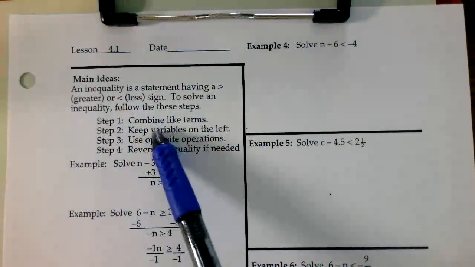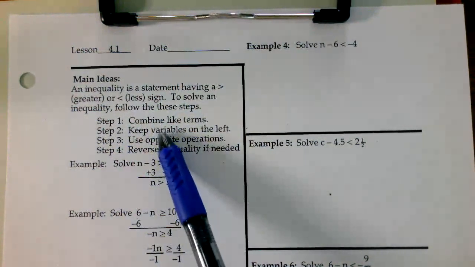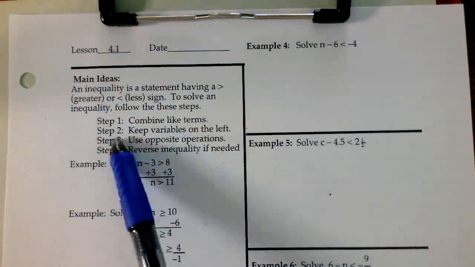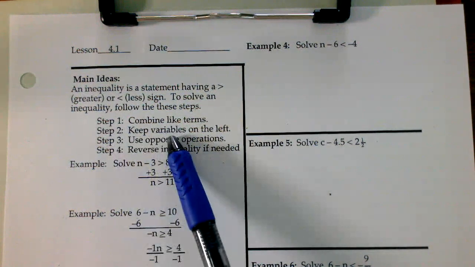This is basically about inequalities, the greater than or the less than sign. There are 4 steps. You combine your terms, you keep the variables on the left, use opposite operations, and you reverse the inequality as needed. Now the reason step 2 is here is because you want to make sure that the unknown, the variable, the x or the n, stays on the left so that it matches your number line.